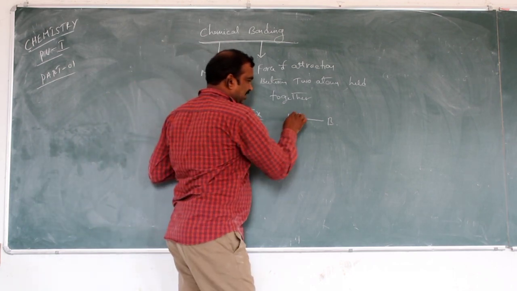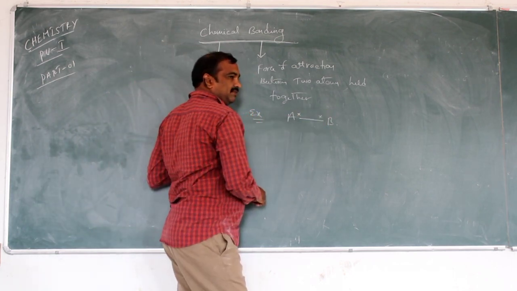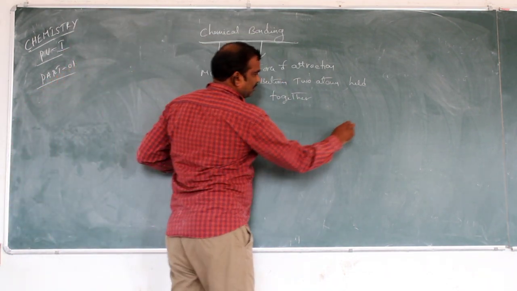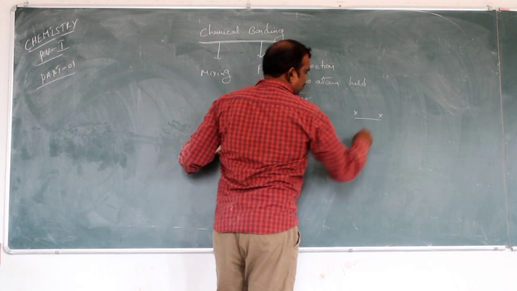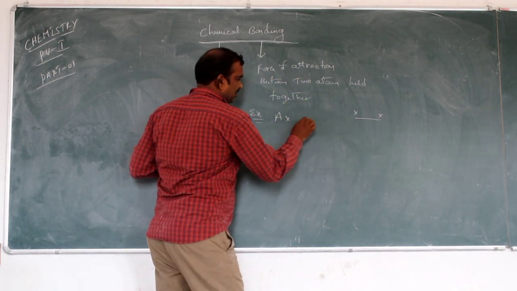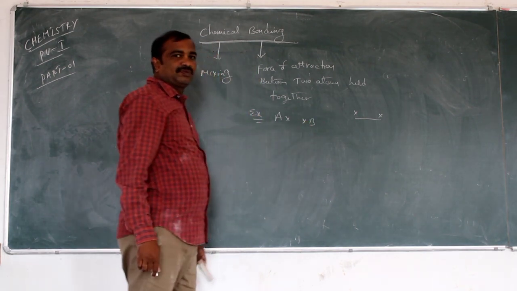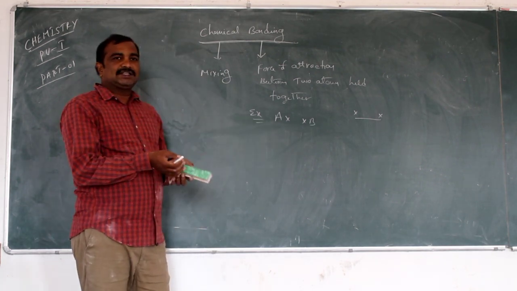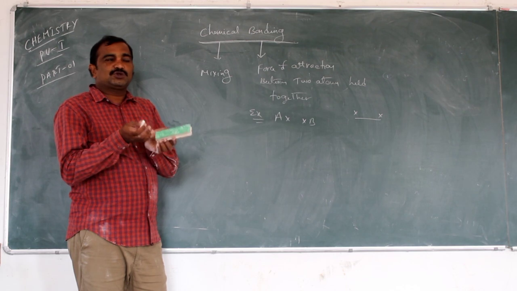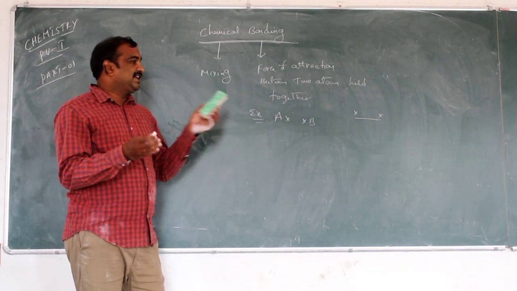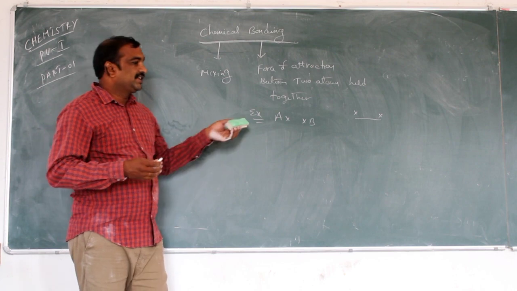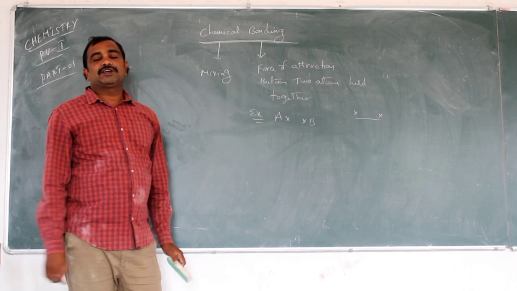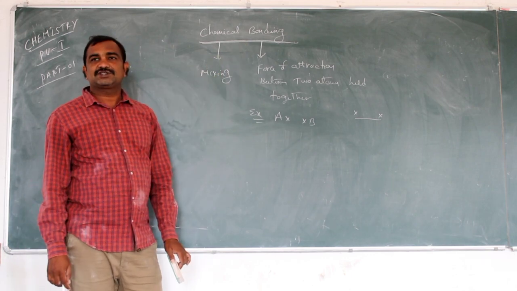A is having 1 electron and B is having 1 electron. These 2 electrons are held together, they come together. How can they come together? There exists a force. Due to that force, they are held together. That force of attraction is called a bond.